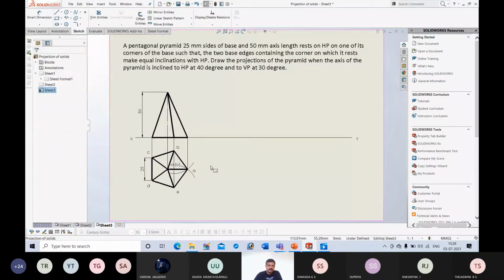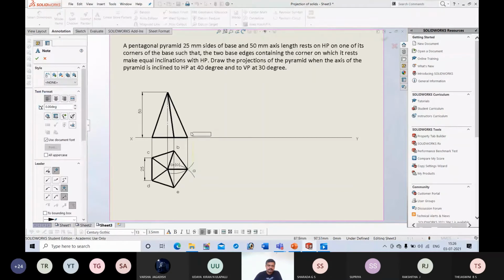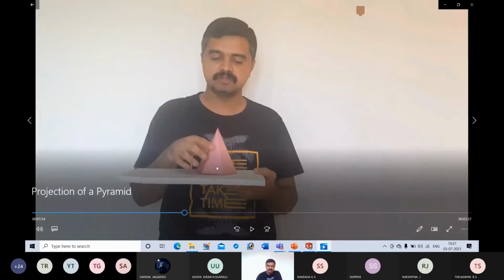Next, I will name the points. A dash. So here E dash will be visible, whereas B will be invisible. So B dash inside the brackets. Next, if you look from front, are you able to see center of base from front? Can you see center of base from front? You cannot see.